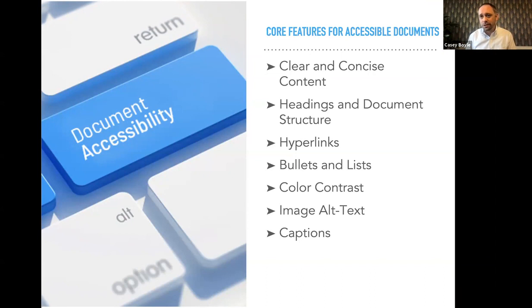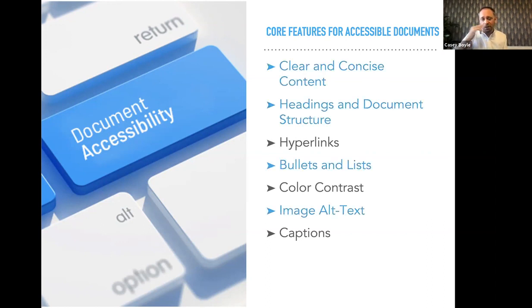Headings and document structure. These things have to be identified, and I'll go through and show in a second visually, but then also by the platform itself. Hyperlinks, of course, you want to make sure that they're clearly defined as to where you're pointing someone to. Bullets and lists, again, that's just like headings. These should be formatted. They shouldn't just be an asterisk and then a space. Color contrast should be high. Image alt text should be filled out, and captions for any video or content.